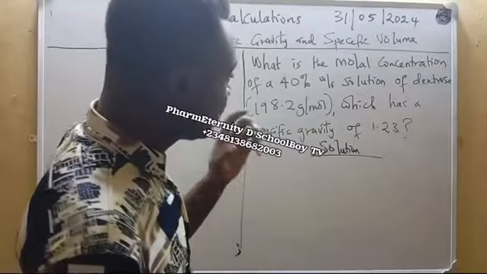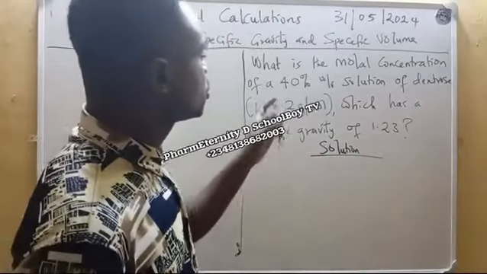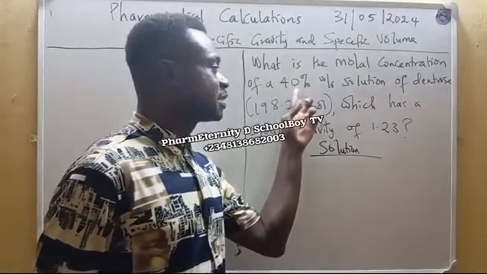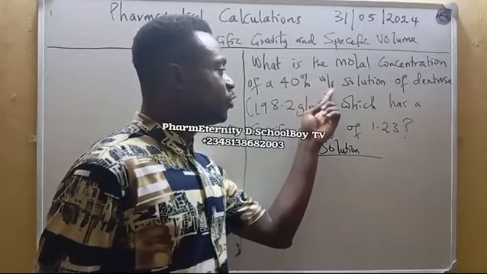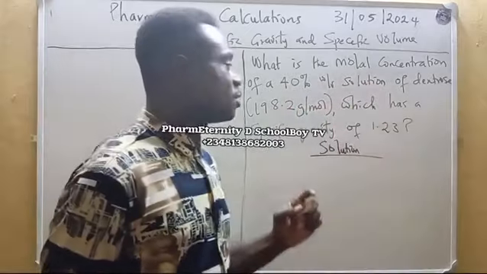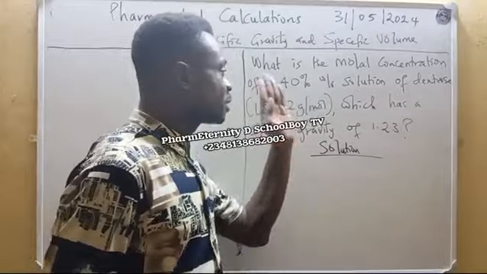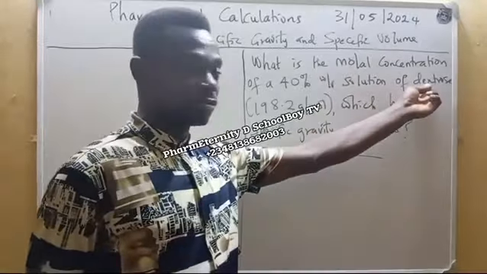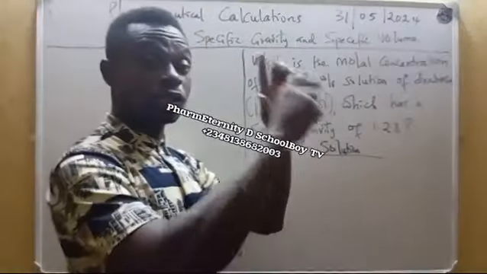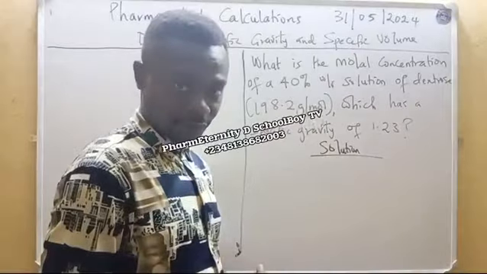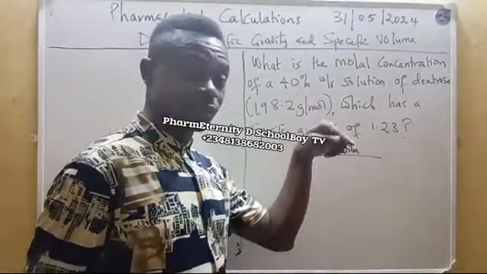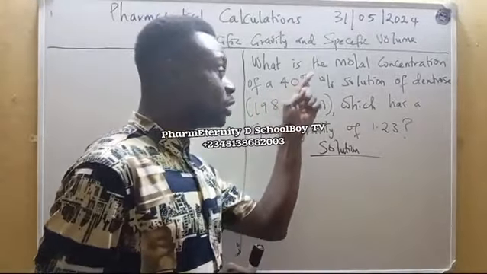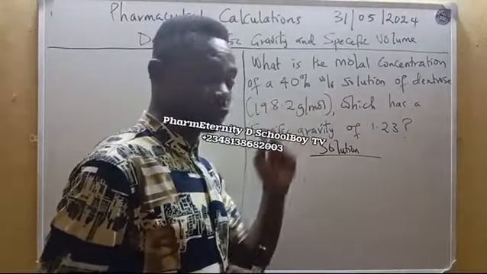Now, the first thing we need to do is to look at what these things mean. This means a 40% weight in volume solution of dextrose. By convention, generally 40% weight in volume means 40 grams of dextrose in 100 ml solution. That's the meaning of 40% weight in volume of solution of dextrose.